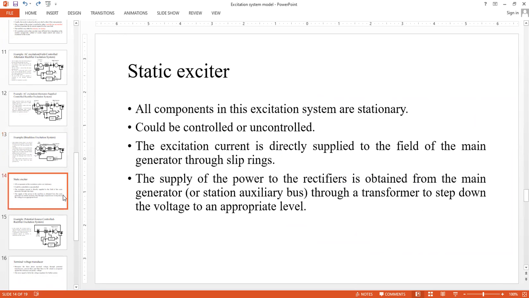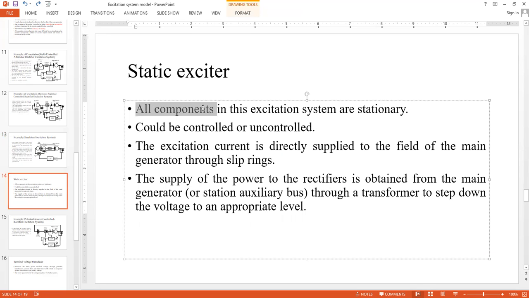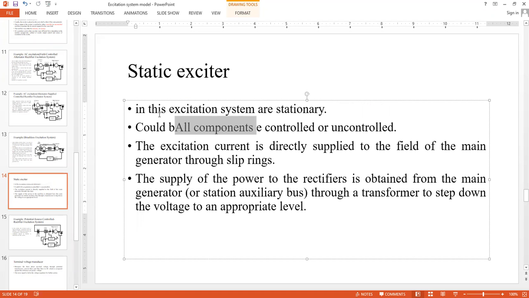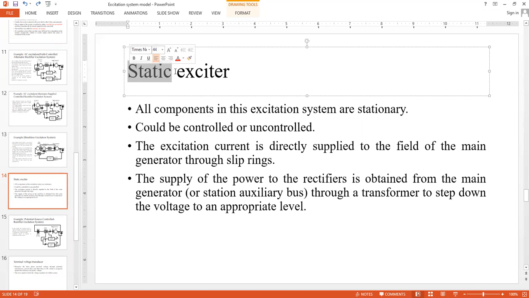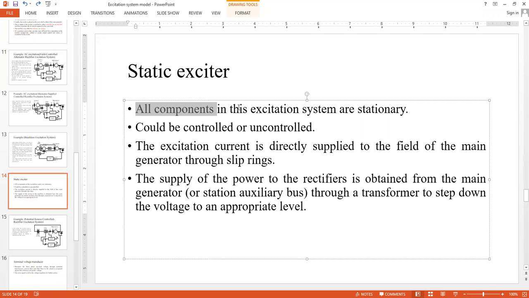The last one of this excitation system is the static exciter. Here, all components, meaning the components associated with the excitation system. Of course, the main generator must have some components which are rotating, either field or armature. By static excitation, we are simply referring to the excitation system blocks, not the main generator blocks. So all components in the excitation system itself are stationary.